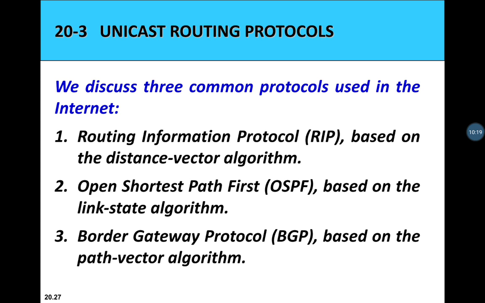Now based on all the three routing algorithms, there are unicast routing protocols. So we discussed three common protocols used in the internet. One is the routing information protocol, which is based on the distance vector algorithm. Open shortest path first, which is based on the link state algorithm. Border gateway protocol, which is based on the path vector algorithm. So these are the different protocols which are used in the internet, which we'll be studying in the next subsequent classes.